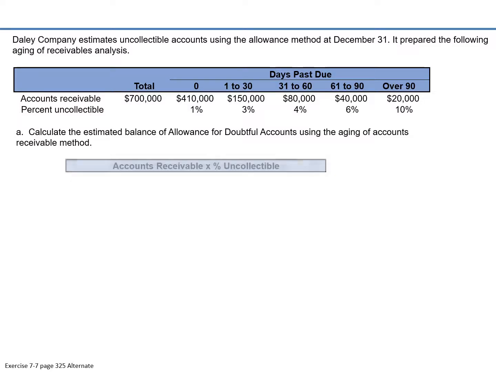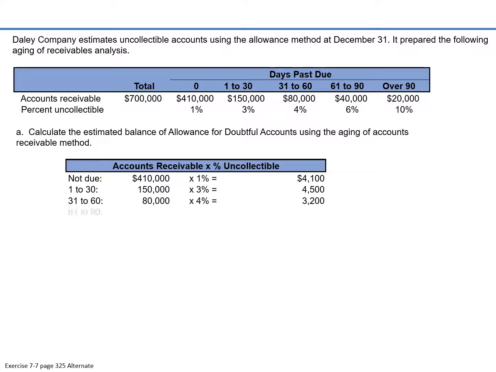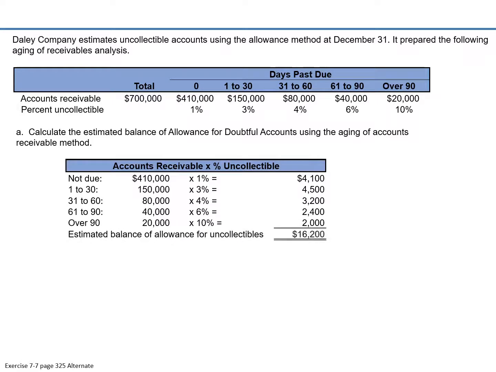Okay, so again, each bucket times the percentage, right? Easy peasy. All right, so we're just taking each of the balances in the buckets times the percentage that they think is going to be uncollectible, and then you add them up. So that's an estimated balance of allowance for uncollectibles of $16,200.